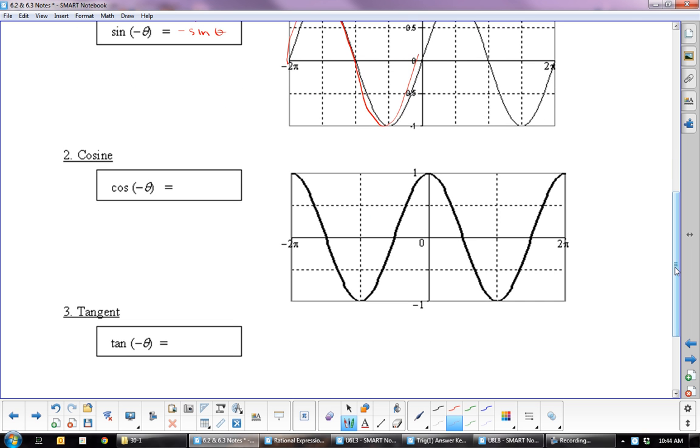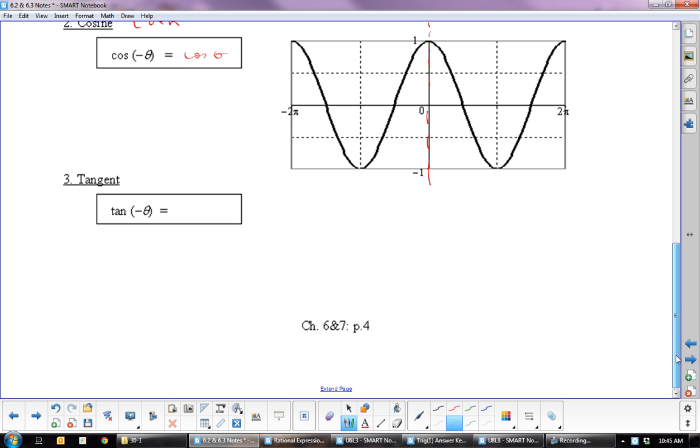Now cosine, you don't need too much of an imagination to see that it is a reflection on the y-axis, right? And that's when you take x and replace it with negative x. So cos negative theta equals cos theta. So this is even.